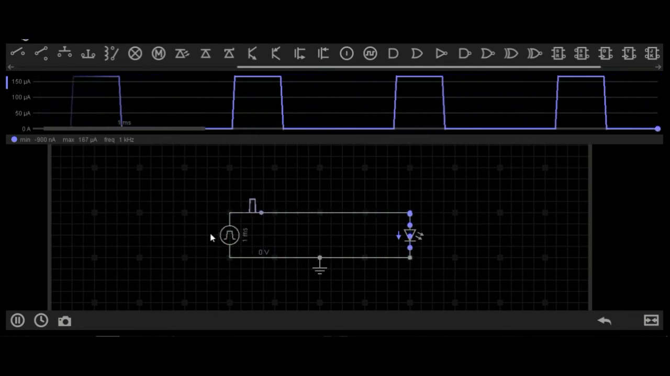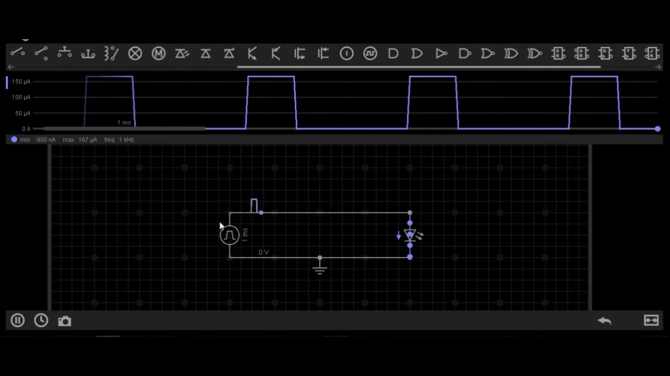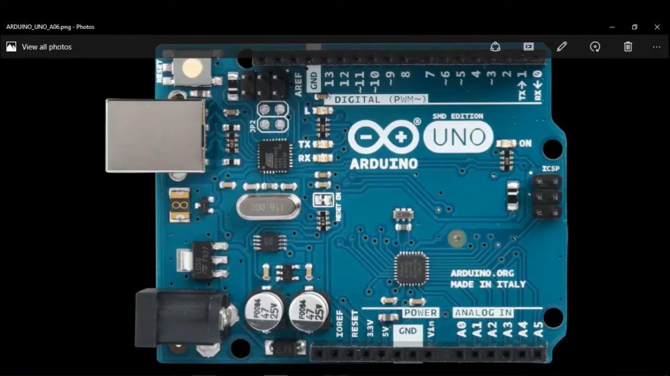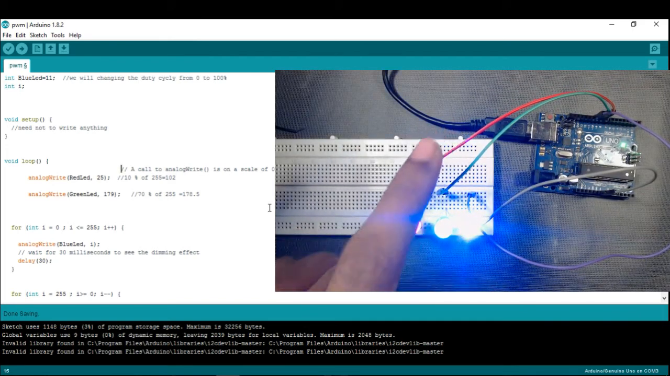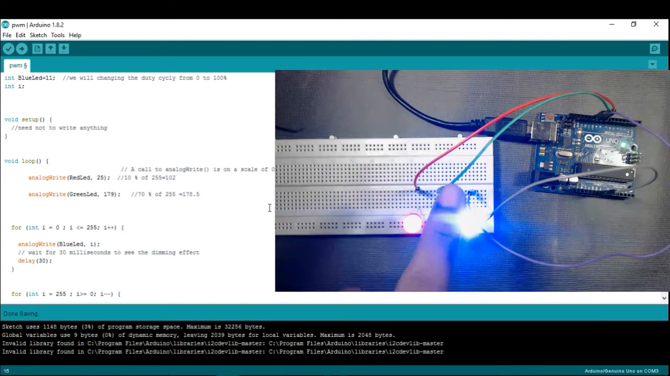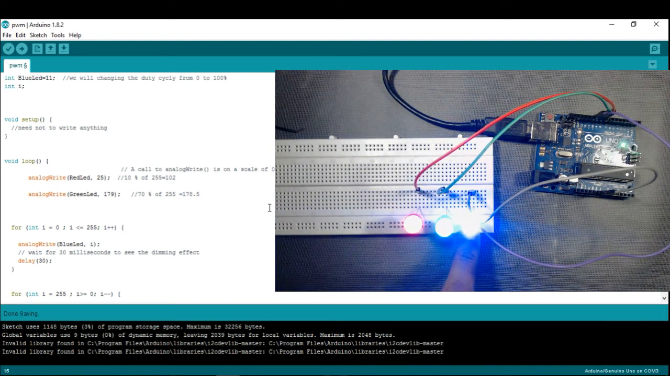Now let us see a practical example using Arduino and an LED. Arduino Uno has 6 PWM pins: pin number 3, 5, 6, 9, 10, and 11. We can use these pins as digital as well as PWM pins. Here we are using 3 LEDs. One is red, connected to pin number 9 of the Arduino. One is green, connected to pin number 10, and one is blue, connected to pin number 11 of the Arduino, and this is the common ground.